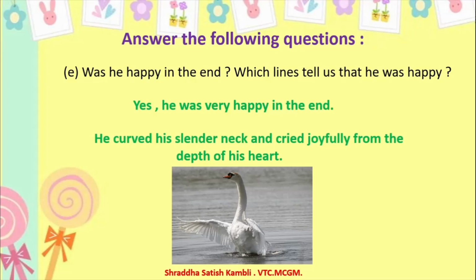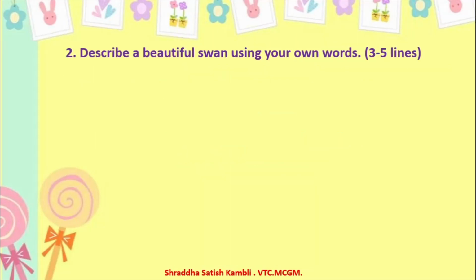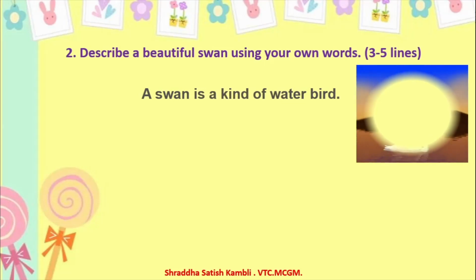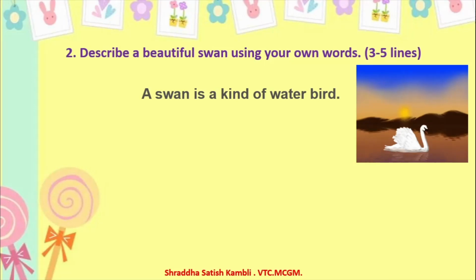Yes. Now I told you we also have some more exercises where you are supposed to describe certain things. So we are supposed to describe a swan. Okay, so pause the video and try to write 3 to 5 lines on your own and check whether your answers match with mine. So what is a swan, children? A swan is a kind of a water bird. It is a kind of a bird which lives in water. I told you a duck is also a water bird. Similarly, a swan is also a water bird.